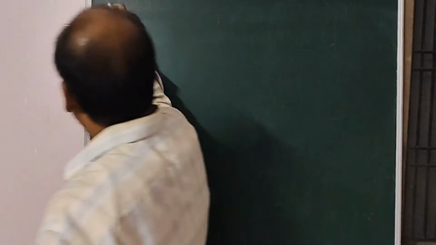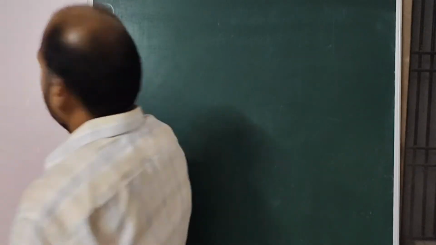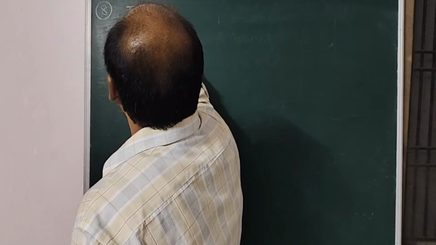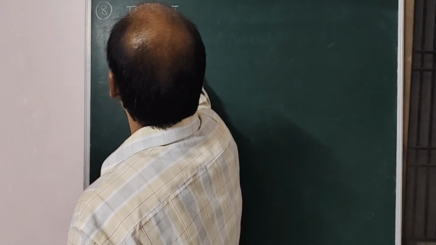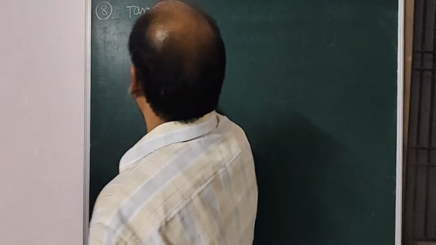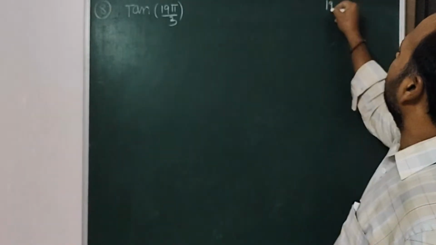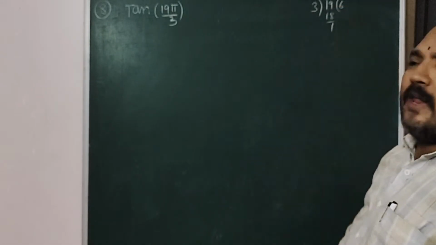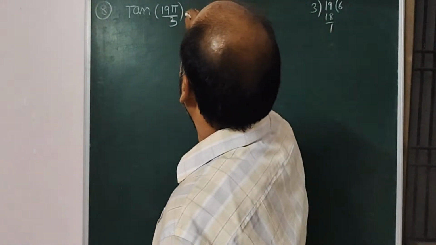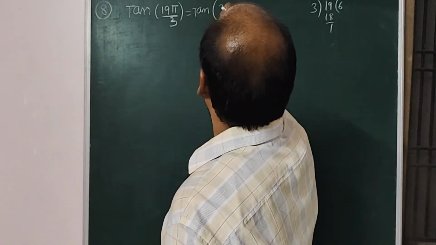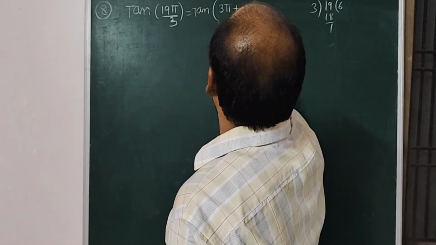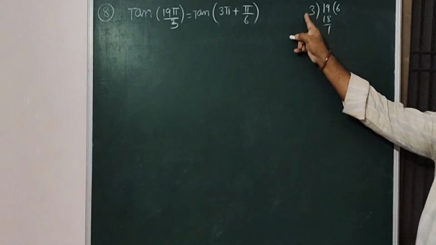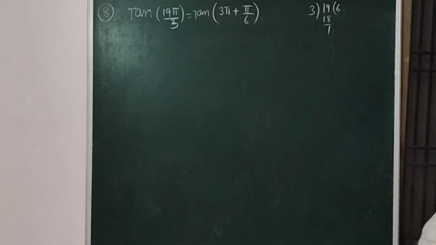Yeah, next. Question number 8. Tan 19 pi by 3. See here, 19 by 3 means 3 6s are 18, so 1 is remaining. Now we can write it as tan of 3 pi plus pi by 6. Am I right? Is it possible to write or not? Check once.